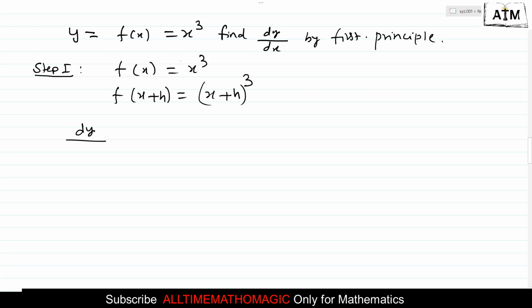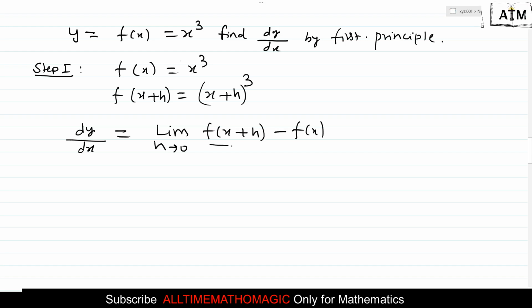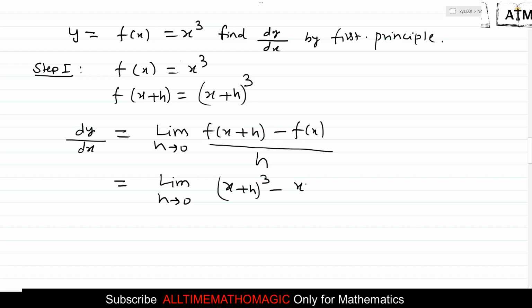Now the definition of dy by dx. dy by dx equals limit h tending to 0 of f of x plus h minus f of x upon h, so equals limit h tending to 0 of x plus h whole cube minus x cube upon h. How has x plus h whole cube come? Because f of x plus h equals x plus h whole cube. Therefore, in place of f of x plus h, we are putting x plus h whole cube, minus f of x. f of x is nothing but x cube.